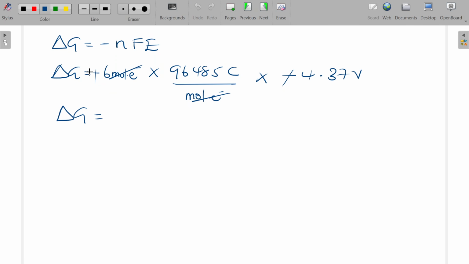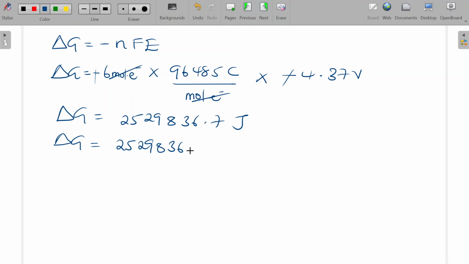So meaning that when you multiply everything here for the Gibbs free energy, you're going to get an answer which is 2529836.7 joules. Okay, and you've seen that it is positive. So what comment would you give for such a reaction, the way it is? Is it a spontaneous reaction? It's a what? It's a non-spontaneous reaction. Yes, it's a non-spontaneous reaction because it's positive. If it was negative, it would have become spontaneous.